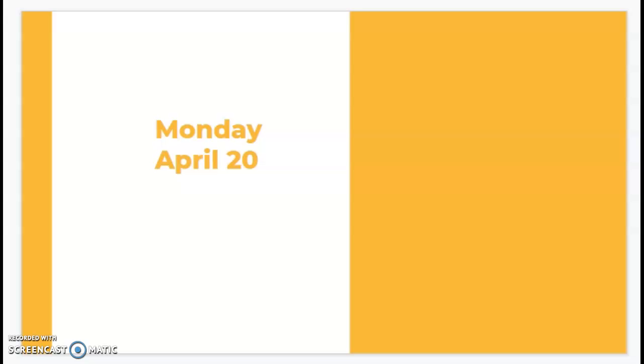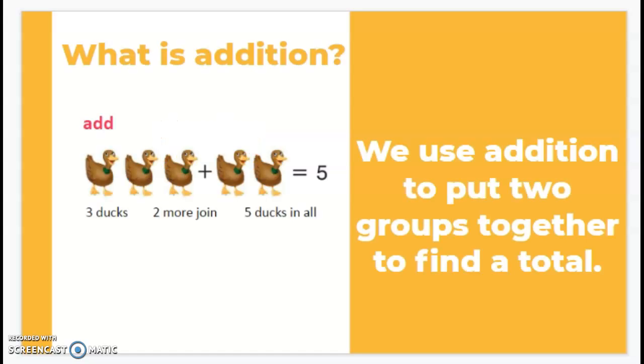For this week for math, we're going to focus on addition. So the question is, what is addition? We use addition to put two groups together to find a total.